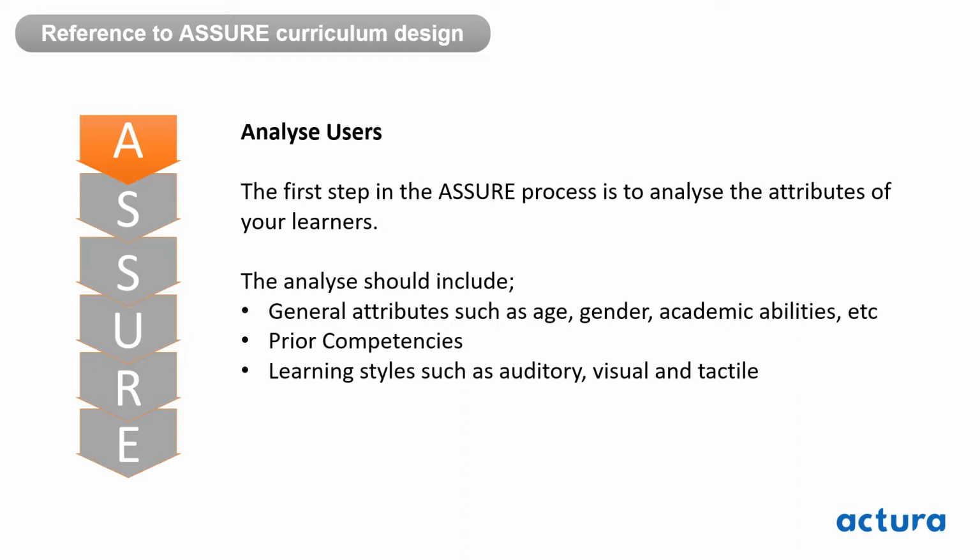The first step in the Assure process is to analyze the users of your learning. For any effective in-class solution, we need to know who we are looking to teach so we know the best means of ensuring the learning is received. This can include identifying things such as general attributes like age and gender, any prior competencies the students may have in that area, as well as any learning styles that are effective for the audience, such as auditory, visual, or tactile.